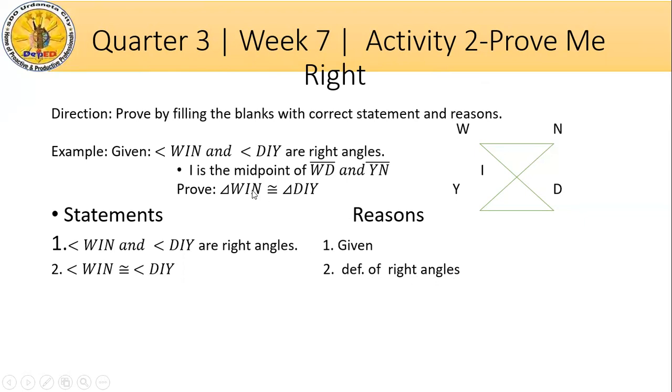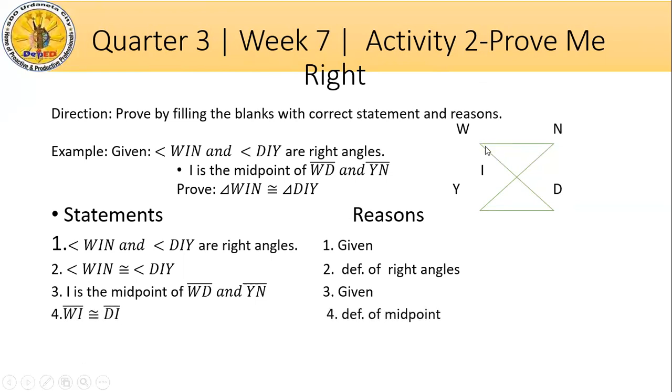Now, it's time for you to write the second given. That is what you are going to write on statement number 3. I is the midpoint of WD and YN, given. So from this statement, what happens to WD if I is the midpoint? Your conclusion would be WI is congruent to DI. Why? Because of the definition of midpoint. Okay, the word there is midpoint.